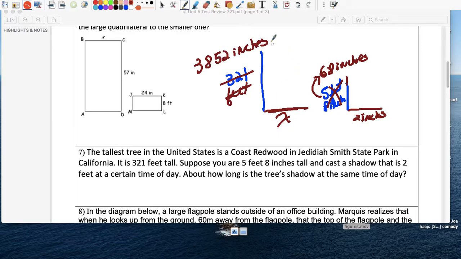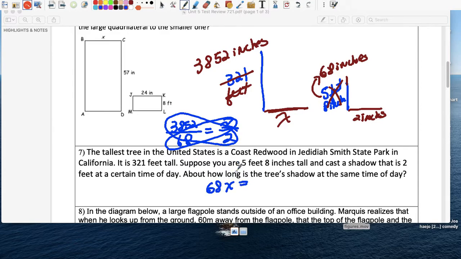Now we're going to write our proportion. So much easier, right? The height of the tree, which is 3,852, the ratio of that with your height, which is 68 inches, is equal to the shadow of the tree over your shadow, which is 2 inches. Obviously this could have been divided by 34, but we're just going to cross multiply. So we get 68x equals 3852 times 2. No, sorry, 3852.